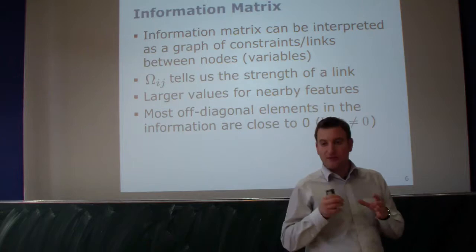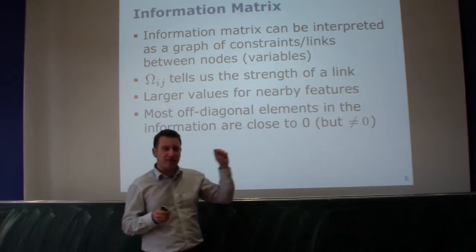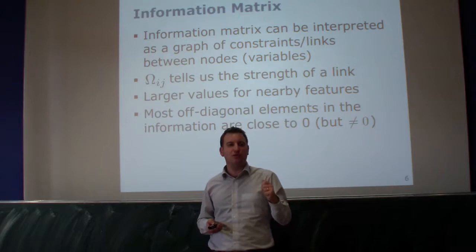And as I said, most of the off-diagonal elements are close to zero, but they are not zero. The question is actually, can we throw away a little bit of information from this information matrix so that it remains sparse all the time and allows us to do efficient computations, but we still don't want to lose that much. So we want to have an approximation which is not too far away from the real estimate. That's kind of the challenge we pose.